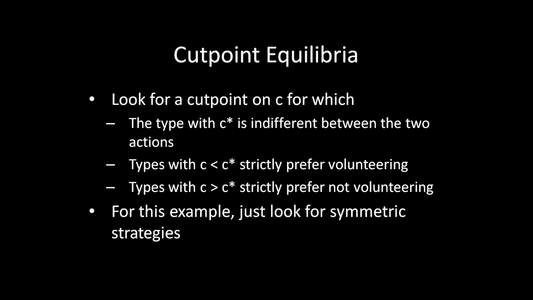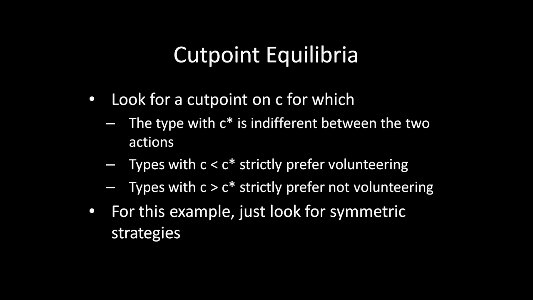And the way we're going to do this is to look for a cut point on C for which all of the following are true. The type with cost C star is exactly indifferent between volunteering and not volunteering. Types with costs less than C star strictly prefer to volunteer, and types with a cost greater than C star strictly prefer to not volunteer. So types that find volunteering not very costly volunteer, and types that find volunteering costly don't volunteer. Very intuitive. And because we're looking at a symmetric game, we're going to be looking for symmetric strategies here.